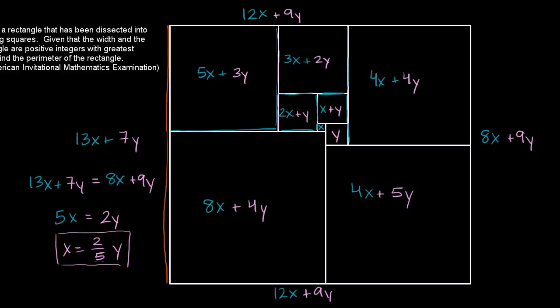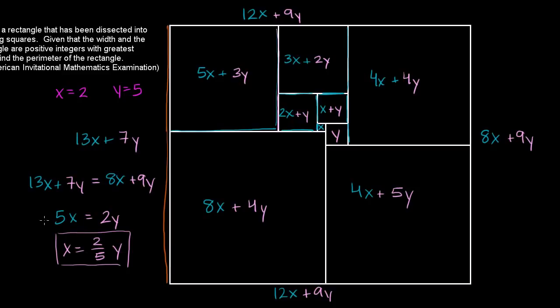So let's just pick some numbers so that we get nice integers for x and y, and then we figure out the perimeter. We want to make sure that the dimensions don't have any common divisors. So if we pick y to be 5, let's pick y to be equal to 5, then looking at this constraint, what is x? Well, then x is 2. It's going to be 2/5 times 5. So then x is equal to 2.